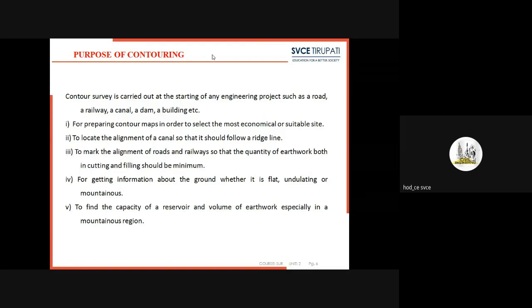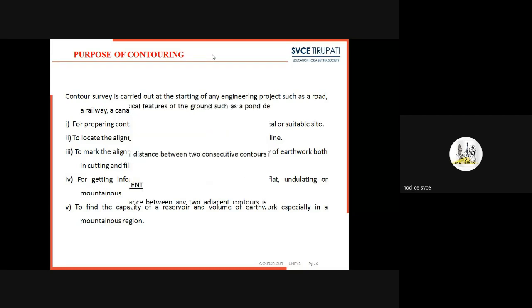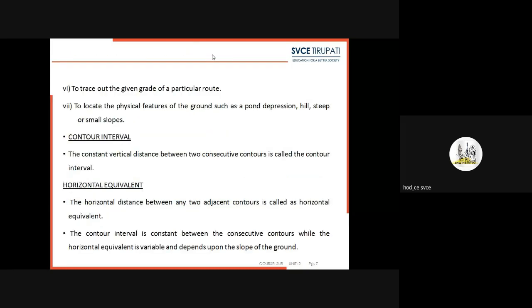So the ground conditions mean how much gradient there is, for example, in hilly areas or mountain regions, in very heavily undulating surfaces, or in case of any breakdown of rocks, right? We have to know that by using these contour maps, okay?